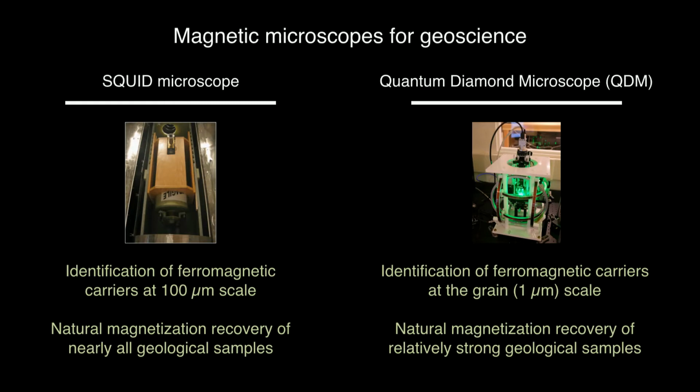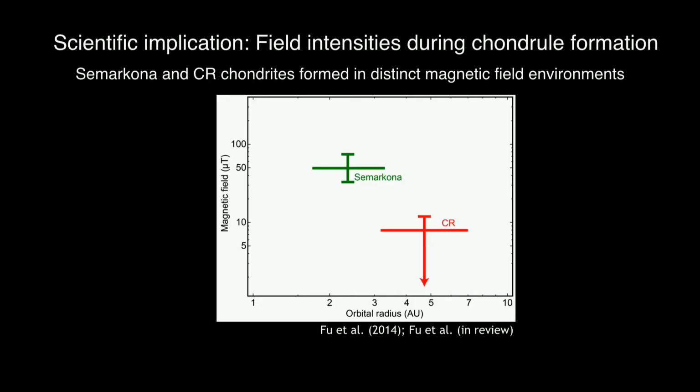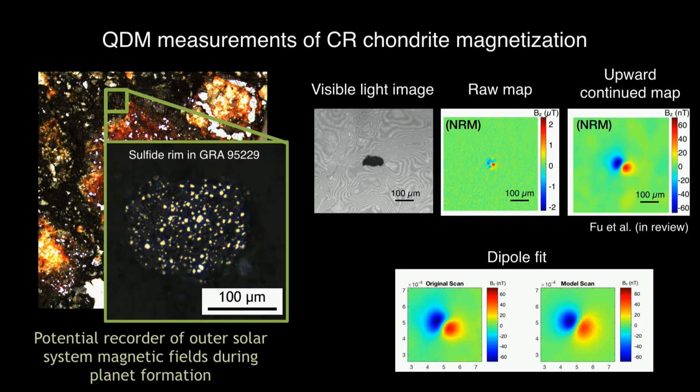The QDM is right up against the sample? It can be, yeah. For interim stuff, a lot of times we actually want lower resolution, more of a bulk measurement, so we put spacers between the sample and the sensor. So for example, I'm assuming there's a height difference between the raw map and the upward continued map? That's right. It's something like 30 or 50 microns.